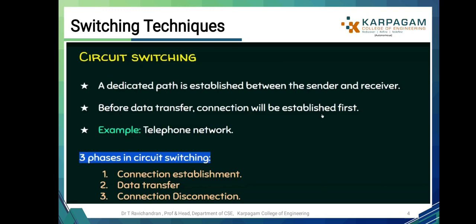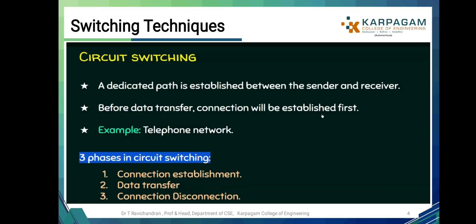A dedicated path is established between the sender and receiver in circuit switching. Before data transfer, the connection is established first. After the data transmission is completed, the connection is terminated. There are three phases of circuit switching. The first phase is connection establishment.